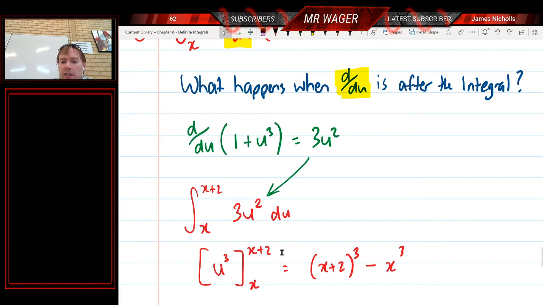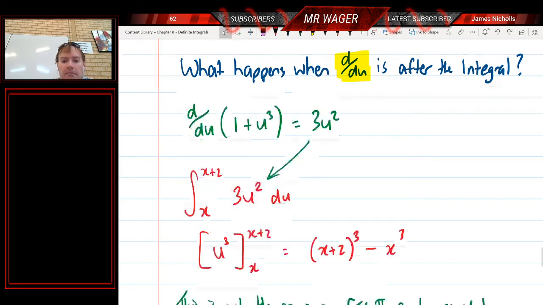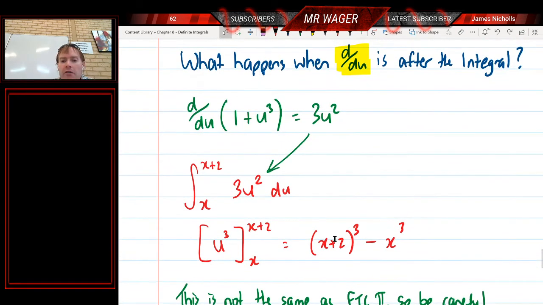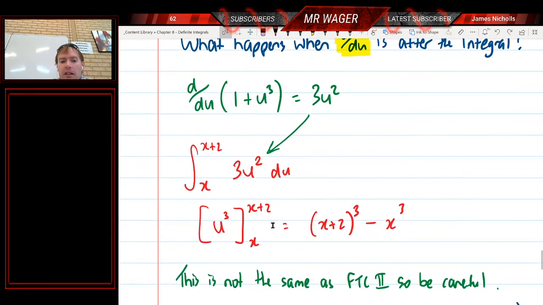And this is what we learnt yesterday in terms of substituting in the upper bound into here and substituting in the lower bound into here and subtracting them away from each other. It's quite different to as if we were to do at the very beginning, just substitute in the upper bound and then times by the derivative of the upper bound. It just doesn't work.